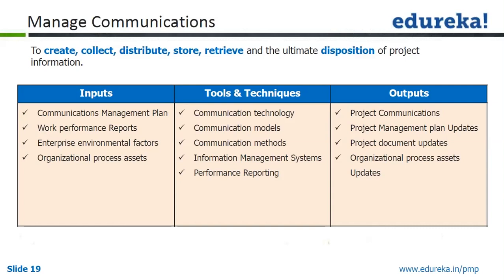stakeholders at the appropriate time. As per the requirement of stakeholders, there will be different requirements. The customer will have different requirements, the team will have different requirements, and so we have to give the right information to the right stakeholders at the right time with the right impact. So there are 3-4 rights before we actually do the project communication. The outputs are essentially project communications happening to the various stakeholders, and the project management plan gets updated, project documents get updated, and organizational process assets get updated as a part of manage communications.